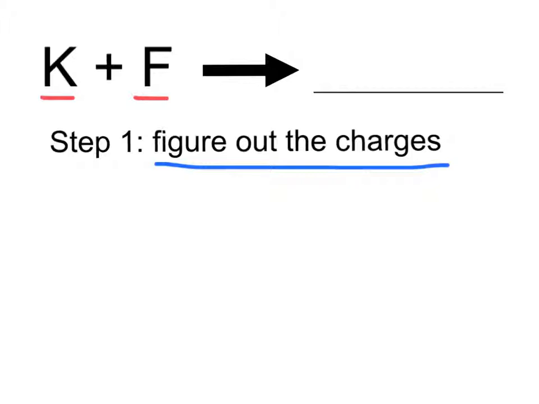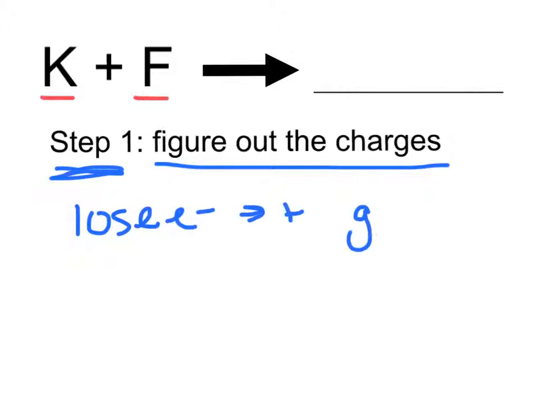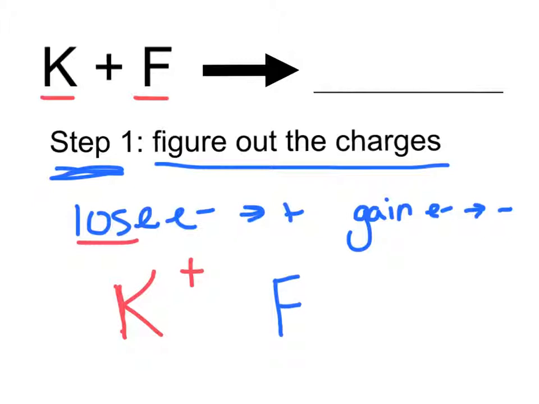Okay, so what we wanted to know was what our charges are, right? Step 1 is to figure out the charge. We know that if we lose electrons, we become positive, and when we gain electrons, we become negative. So our K is going to lose an electron, so it is going to become positive. Our F is going to gain that electron, becoming negative.